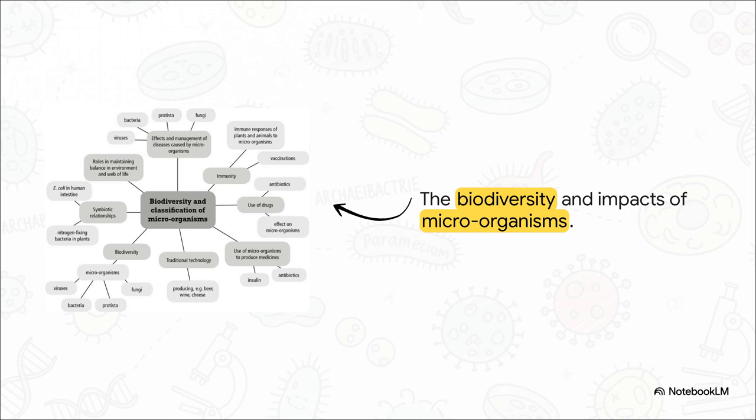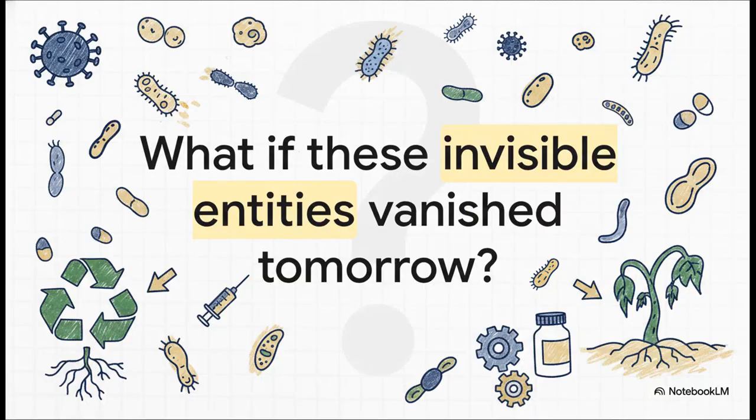In nature, they form incredible symbiotic relationships, like the nitrogen-fixing bacteria in plants, or the E. coli living inside our own intestines. Yes, they cause diseases that require vaccines and immune responses, but ultimately, they are the glue maintaining the entire balance of the environment. Which leaves us with a pretty intense thought to ponder today.